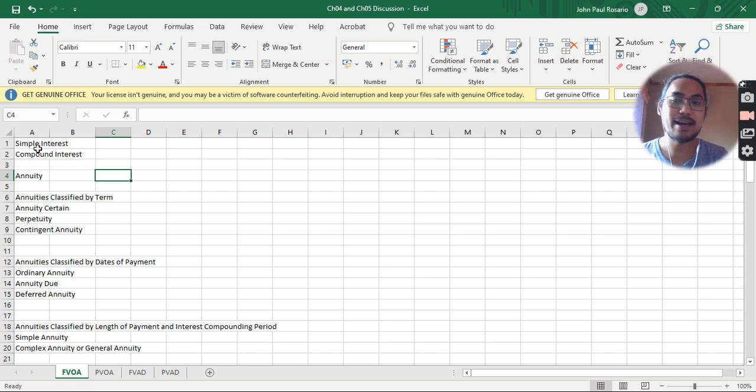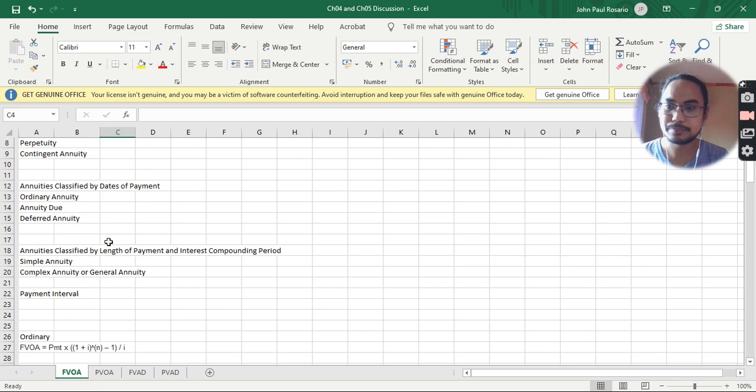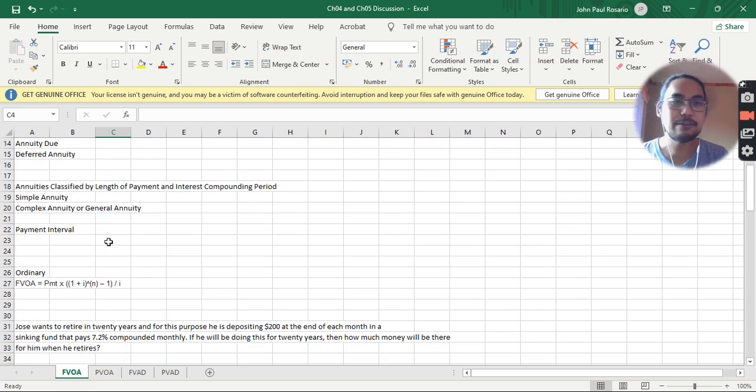Now let's go to ordinary annuity, solving for future value. The future value formula for ordinary annuity, FVOA, is equal to the payment, your periodic payment, like when you pay every month, multiplied by 1 plus i raised to the power of n, minus 1, over i.